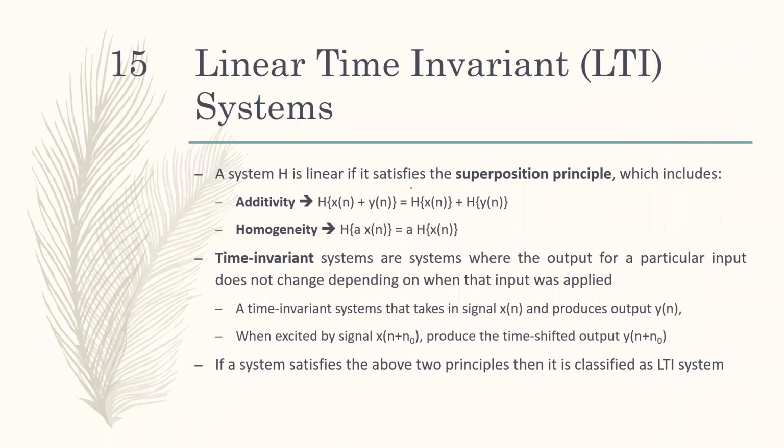Now, first thing, what does linear imply? If I have one particular system, I can call that system linear if it satisfies the superposition principle. Now, what is the superposition principle? Superposition principle is these two conditions together. That is, if a system satisfies the property of additivity and homogeneity, then I call the system linear.